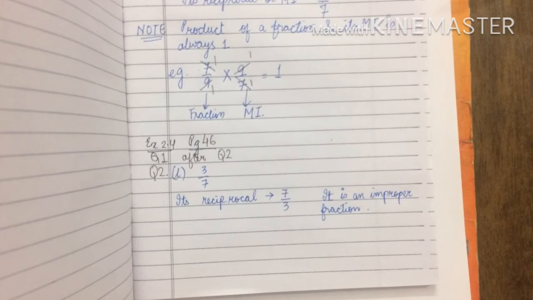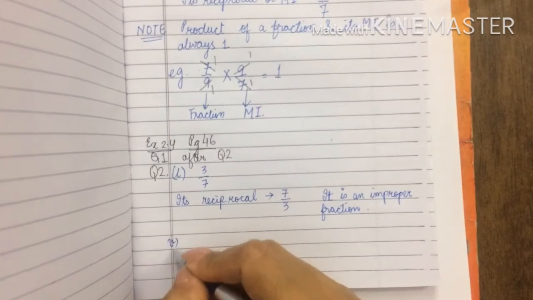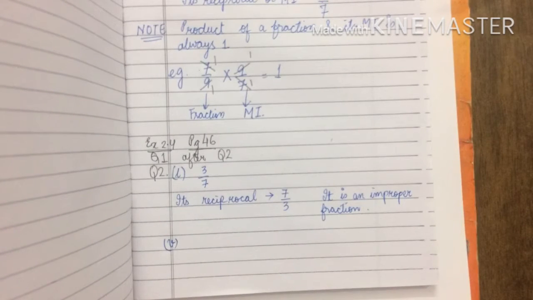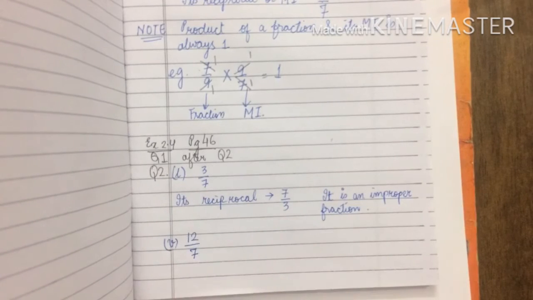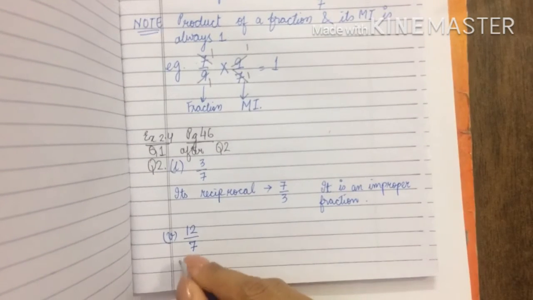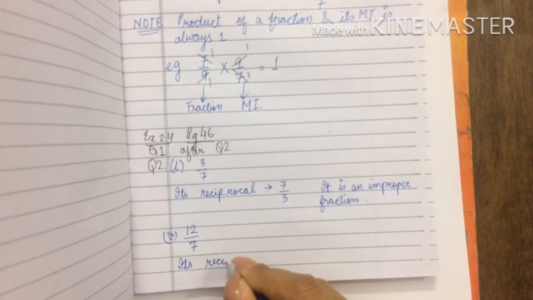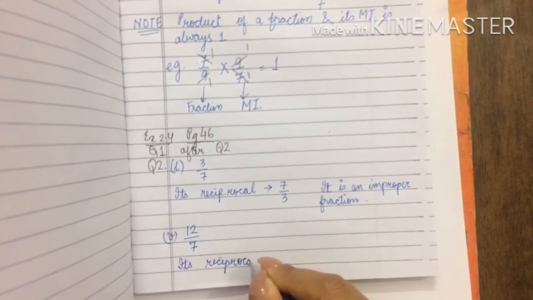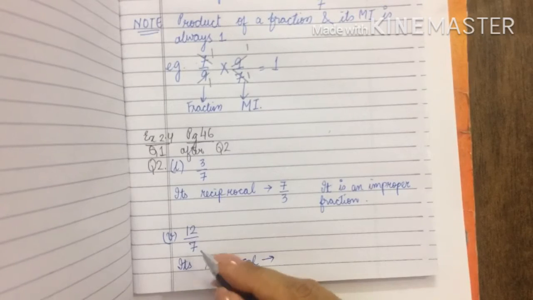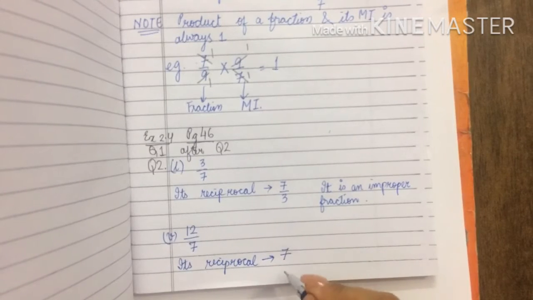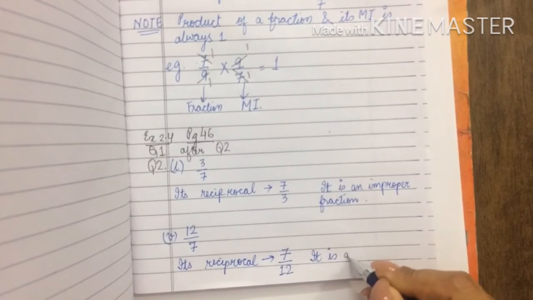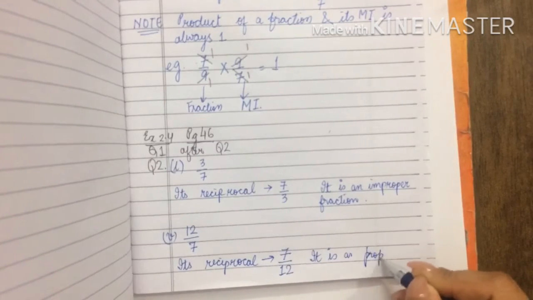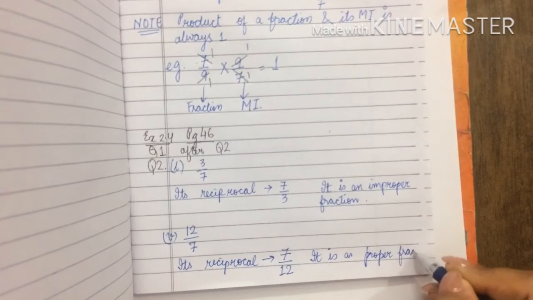Let's do another part. Part 5. Now in the fifth part, the fraction that I have is 12 by 7. Again, find the reciprocal. Interchange the places. 7 comes on top, 12 goes below. Now this is a proper fraction. So write down it is a proper fraction.